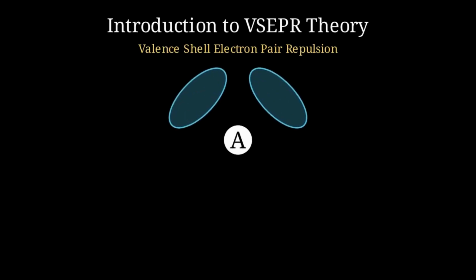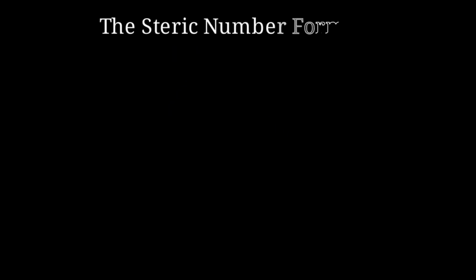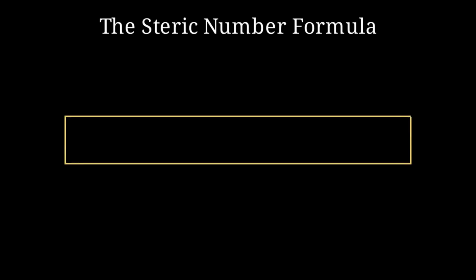VSEPR theory helps us predict the 3D shapes of molecules. It is based on the idea that electron pairs around a central atom repel each other and stay as far apart as possible to minimize repulsion. To find a molecule's shape, we first calculate the steric number.